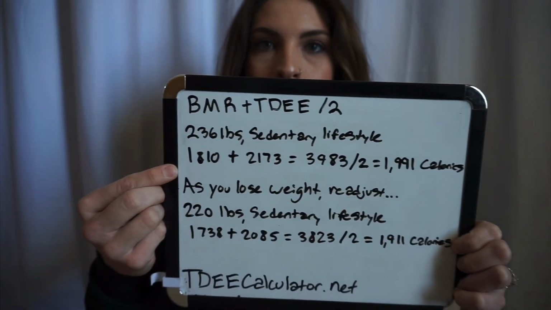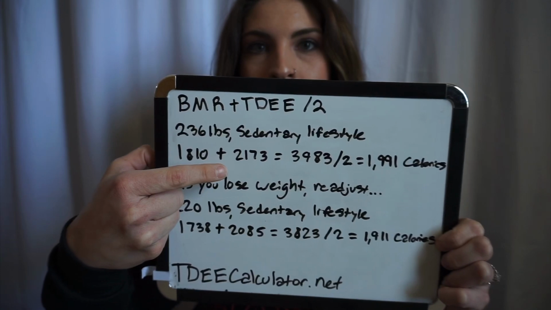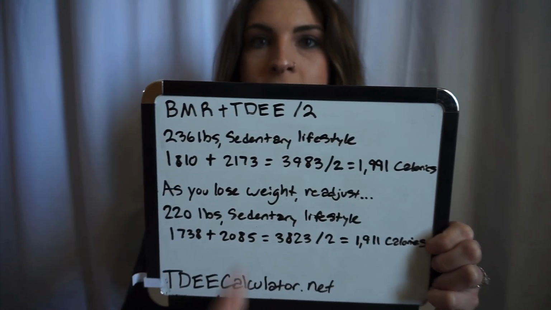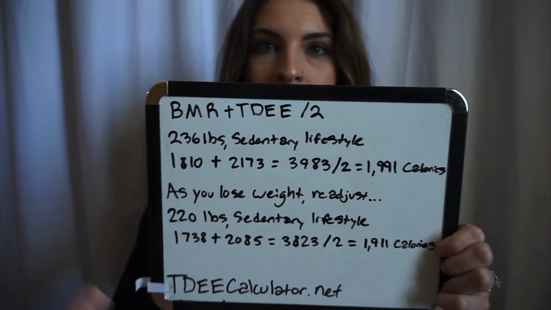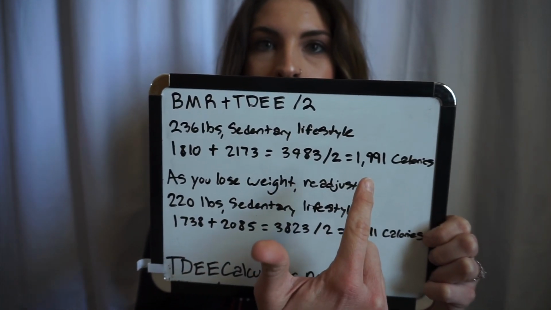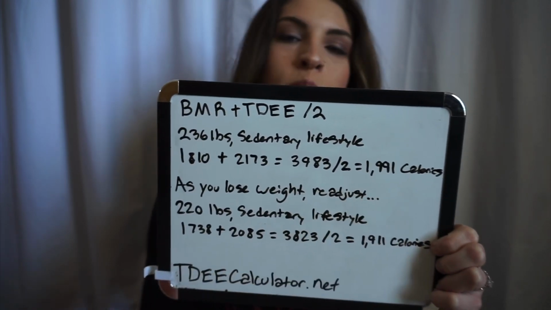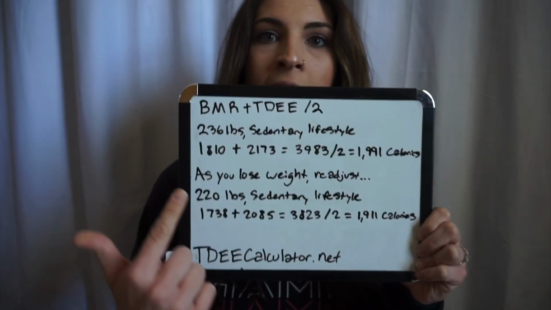You take the 1,810 calories plus the 2,173 calories, which equals 3,983 calories, divided by 2, and your calories for the day would be 1,991 calories. And that is what you would eat on your eat days. As you lose weight, make sure you adjust your calories, because the more weight you lose, the less calories that you need to fuel your day.